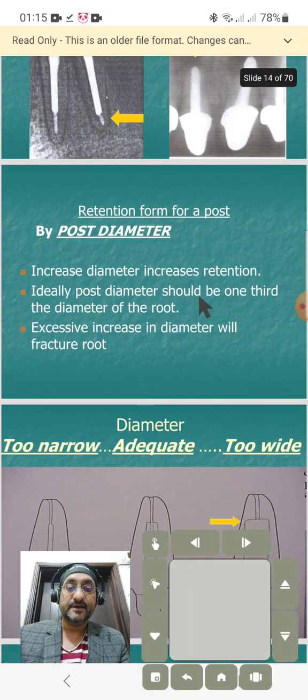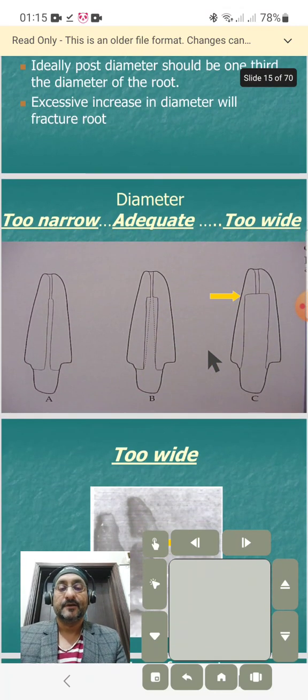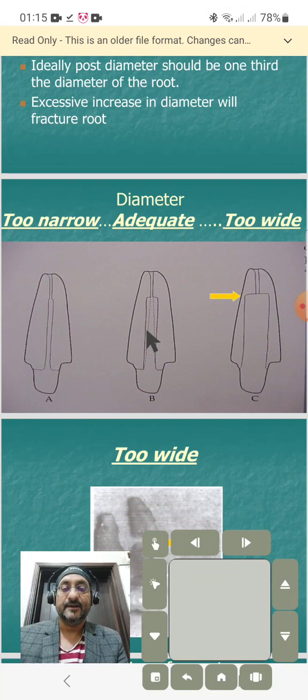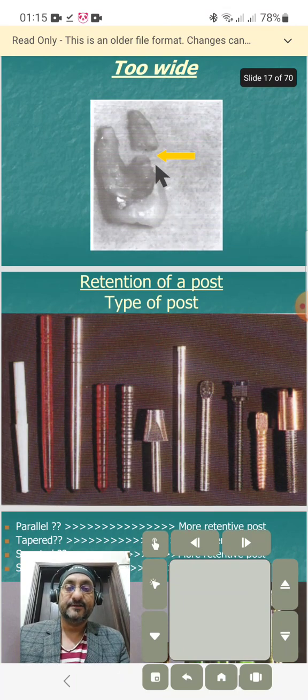For the post diameter, increasing the diameter increases the retention, but the post diameter should be one third of the diameter of the root. Excessive increase in the diameter will cause fracture of the root. So this is too narrow, this is too wide, and this is adequate. If you have too wide a post, then there's a chance of root fracture.